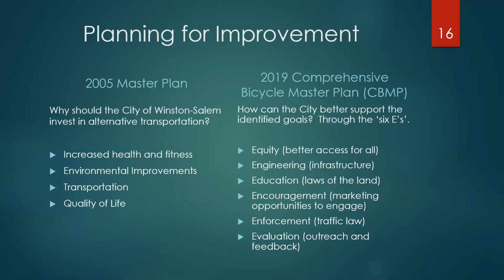In 2005, the city published the first master bicycle plan that pointed out the benefits of alternative transportation methods. In 2019, this plan was updated with current data and was published as the 2019 Comprehensive Bicycle Master Plan. The update outlines 6 strategic areas that the city is focusing on to improve the use of bicycles as a means of alternative transportation. Next slide, please.